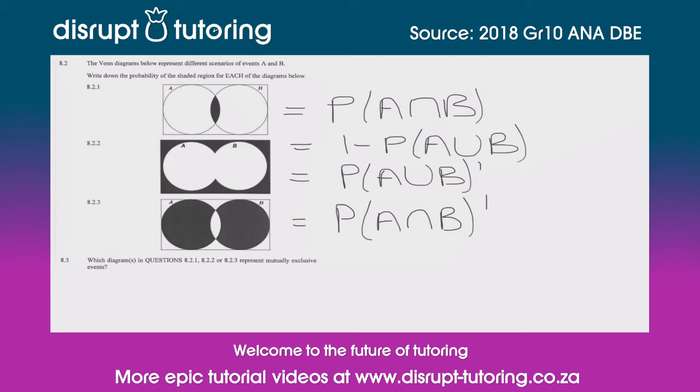Which diagrams in questions 8.2.1, 8.2.2, or 8.2.3 represent mutually exclusive events? Remember, a mutually exclusive event is where your two circles do not have an intersection. We can clearly see there is an intersection over here. It's not as clear over here, but we can still see that the two circles are meeting, and there may be some sort of intersection available over there. But what we can clearly see is there's no intersection over there. It's left out, it's whited out, or it's a blank space. So in this instance, our answer is going to be 8.2.3 would be the answer for which of them is a mutually exclusive event.